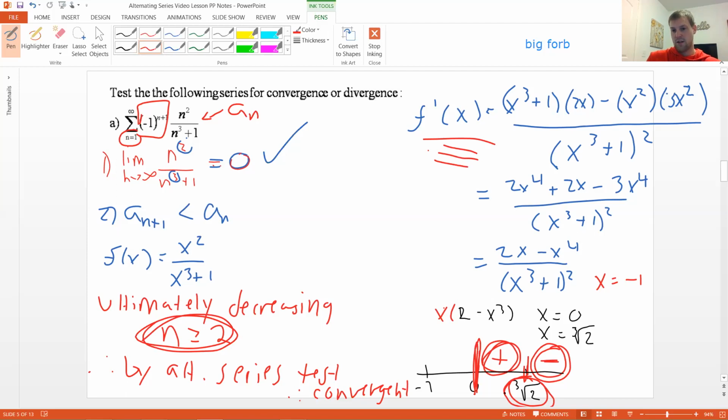So at n equals 1, it's increasing, but at n equals 2, it starts to decrease. So ultimately, at n greater than or equal to 2, it's going to be decreasing. Does that make sense? Yeah, that makes sense. I was just trying to let you know that it's definitely decreasing. It only took one term before that happened. Okay. All right, how do you feel so far?